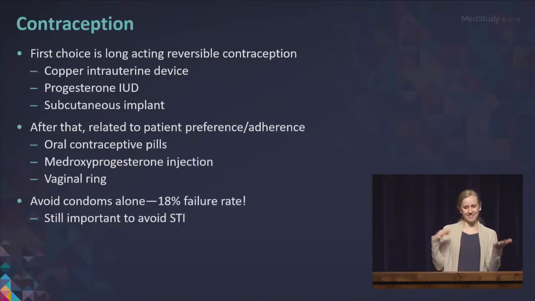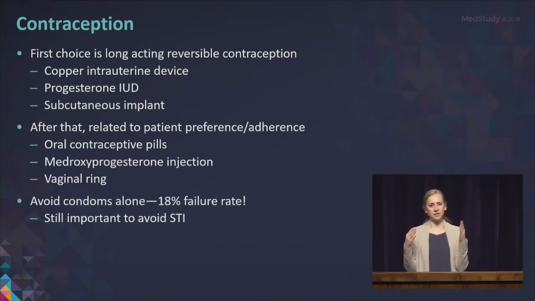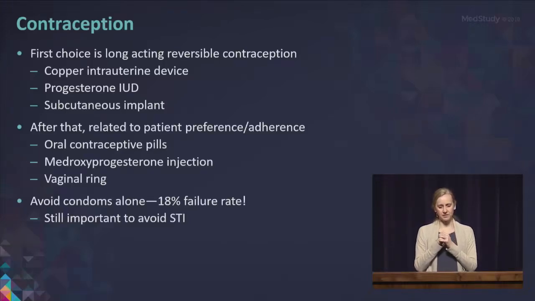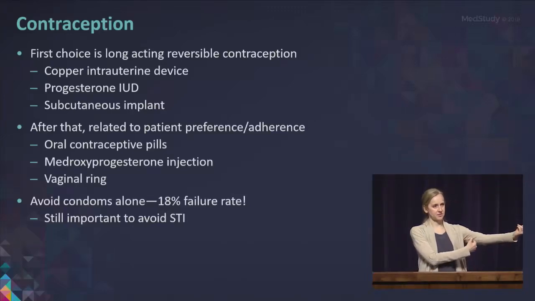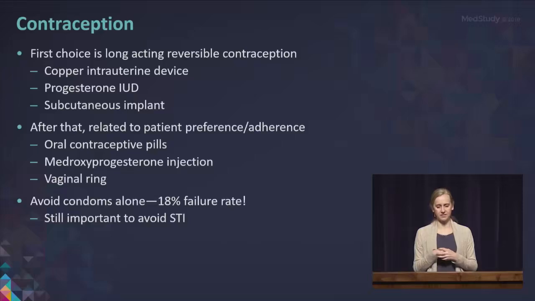On the opposite end, contraception. So we really want all patients on long-acting reversible contraception. We don't believe that pills or condoms are reliable enough. So in general, we try to get all of our patients either an IUD with copper or progesterone or a subcutaneous implant. So these are the ones that release progesterone that goes underneath the skin and last about 3 years.